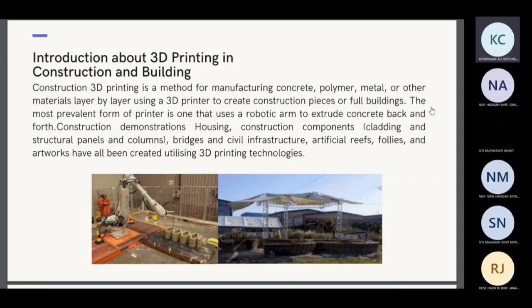Introduction about 3D printing in construction and building. Construction 3D printing is a method for manufacturing concrete, polymer, metal, or other materials layer by layer using a 3D printer to create construction pieces for full buildings. The most prevalent form of printer is one that uses a robotic arm to extrude concrete back and forth. Construction demonstration, housing, construction components, cladding, structural panels and columns, bridges and civil infrastructure, artificial reefs, follies, and artworks have all been created utilizing 3D printing technologies.